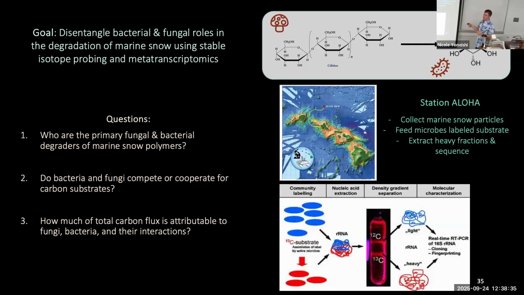We're doing this here. We have a really great long-term study site here in Hawaii called Station ALOHA, which is just north of Oahu. The goal will be to collect marine snow particles on the HOTS cruises, and then run these community labeling studies where we feed them isotopically labeled carbon-13 substrates, which, if they eat them, get incorporated into their DNA. And then we can extract that DNA. We can separate the heavy and the light fractions, the ones with isotopes in it, using density gradient centrifugation. And then we can sequence it to see who's there and who's been munching. And so that's the goal.